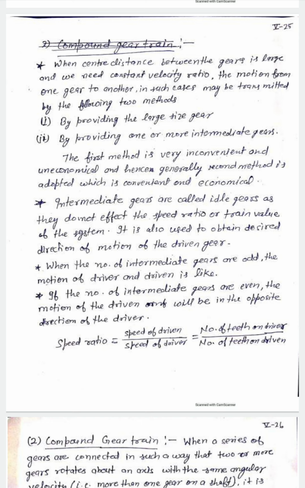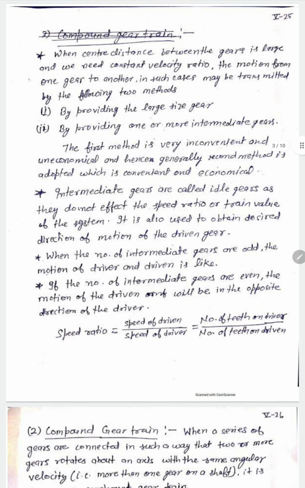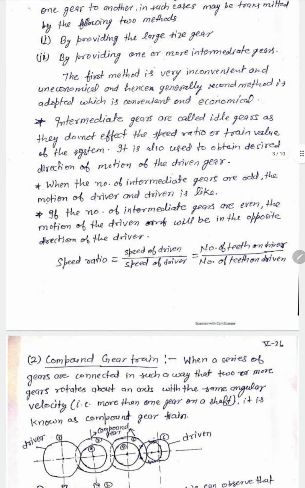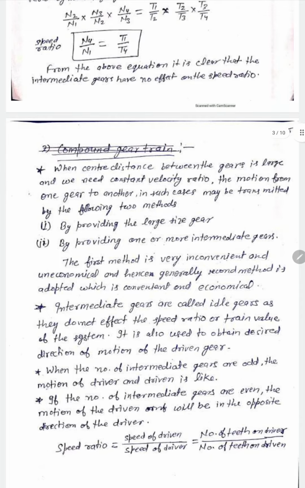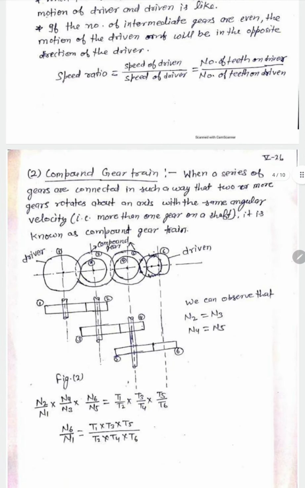In that category, speed ratio is defined as speed of the driven gear upon speed of the driver gear, and is equal to the number of teeth on the driver upon the number of teeth on the driven. So, in this way we have defined the simple gear train.